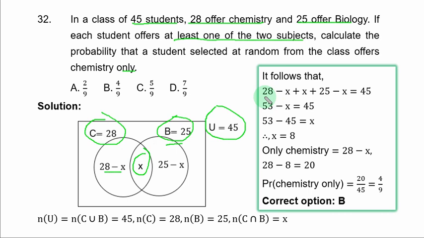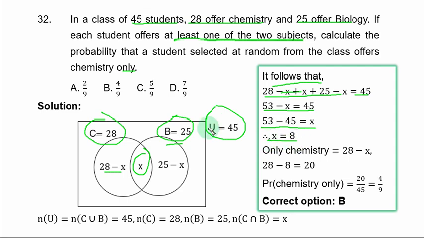So we have 28 minus S plus S plus 25 minus S equal to 45. These two disappear. If you add 28 to 25, you have 53 minus S equal to 45. You transfer S to the right hand side, it becomes positive. You transfer 45 to the left, it becomes negative. So you have 53 minus 45 equal to S. Therefore S is equal to 8.